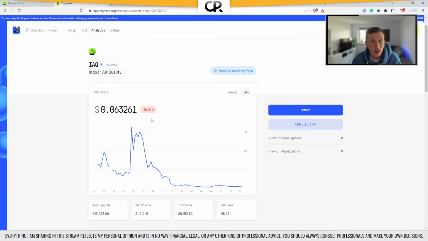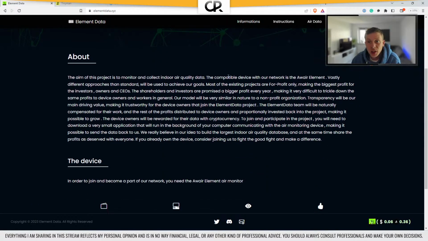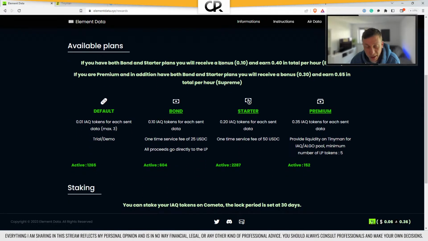Now, why did that cause that spike? That is because the project has different plans. So if we check out the rewards tab on the website, then we see that they offer different plans.